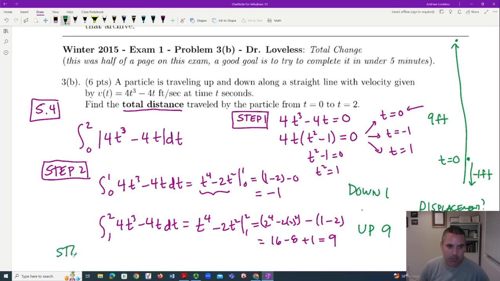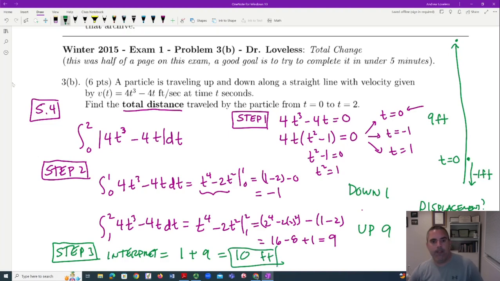So the last step of the process is to interpret. And the total distance would be, well, it ran 1 foot plus 9 feet, so it ran a total of 10 feet. So we did that in class. That's an important concept. That's very likely to be on your test somewhere.